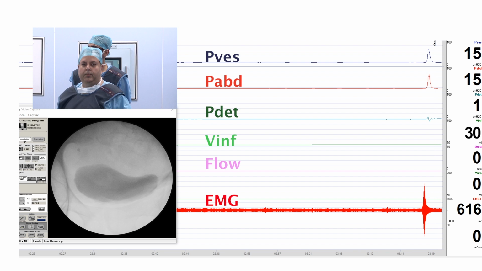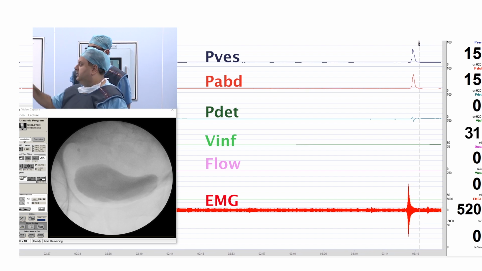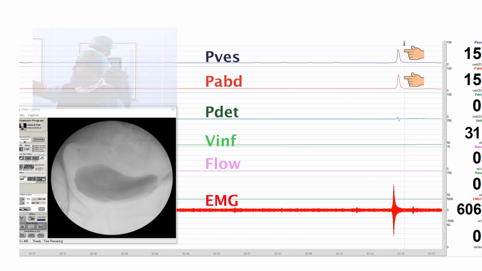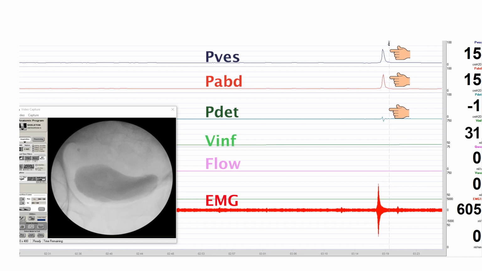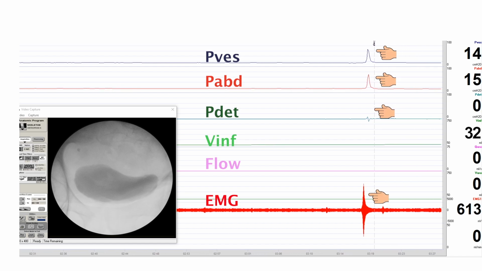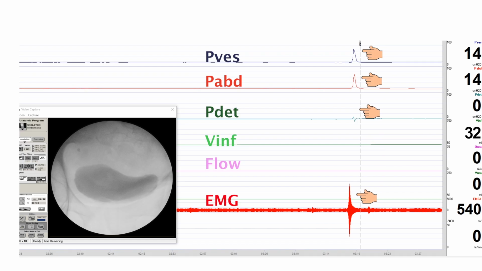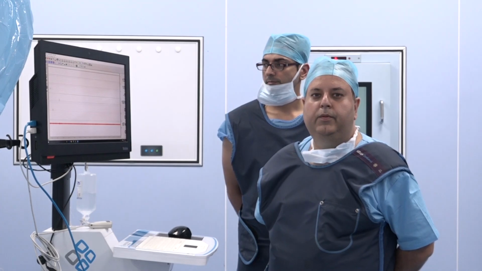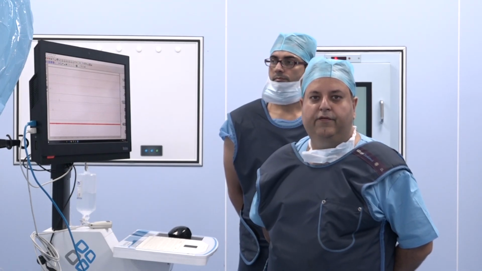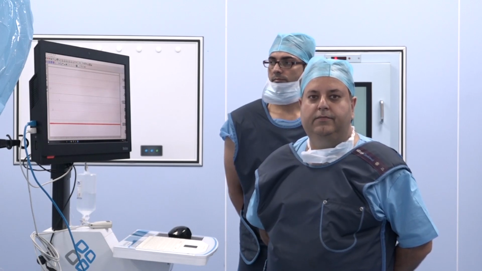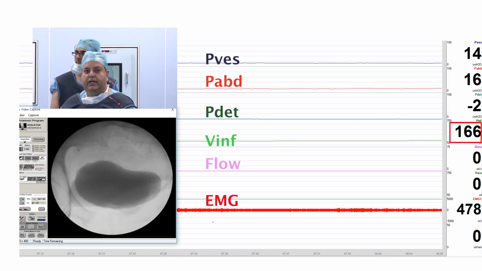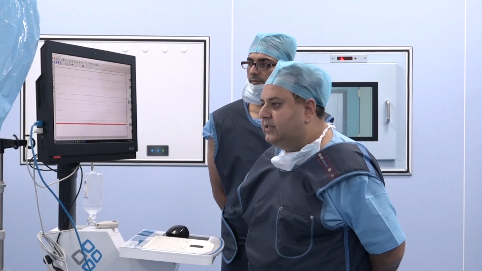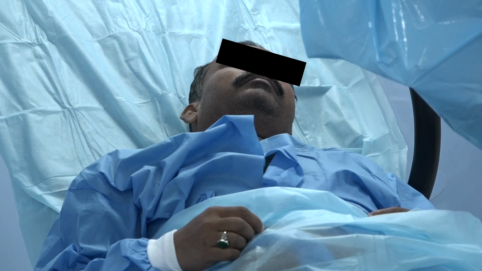Vesical pressure and the abdominal pressure are rising synchronously and equally with negligible rise in the detrusor pressure, and the EMG has also shown a spike, so the quality signals are good. We would routinely ask the patient to cough every 50 cc to check for quality signals. We see that the bladder is filling and is smooth walled and the bladder neck is closed. Are you feeling any sensation of fullness of the bladder?